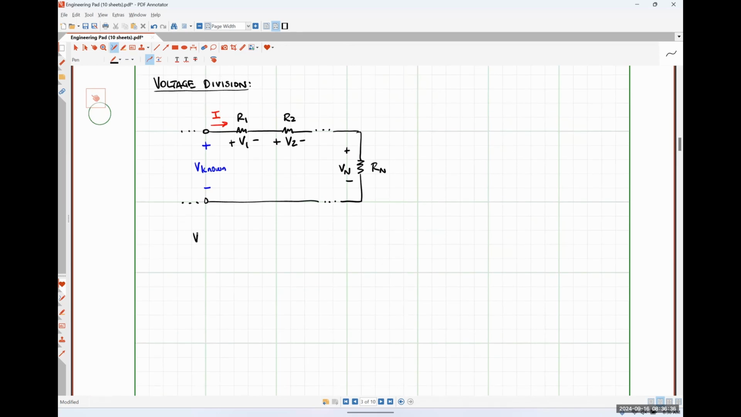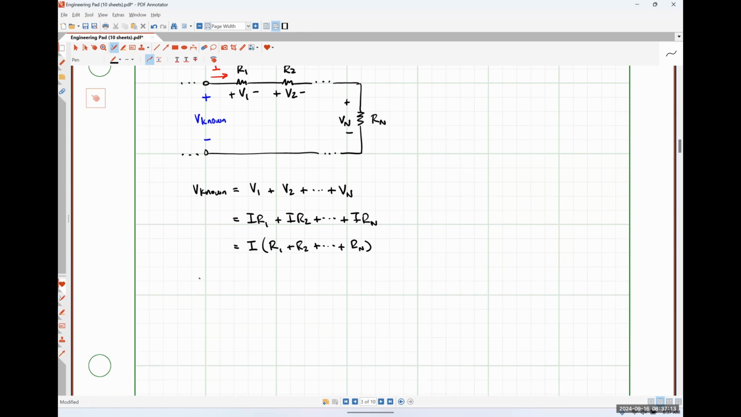So if I apply Kirchhoff's voltage law to this system, I will have V known is equal to V1 plus V2 all the way out to V sub N. Using Ohm's law, I could then say that this is I times R1 plus I times R2 all the way out to I times R sub N, which would be a common factor of I multiplied by R1 plus R2 all the way out to R sub N. And from this, I could say that I is simply our known voltage divided by that series combination of all of those resistors.